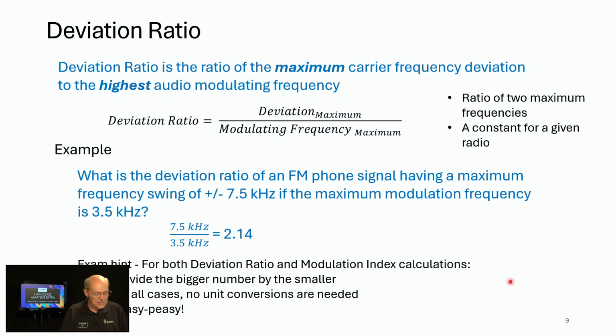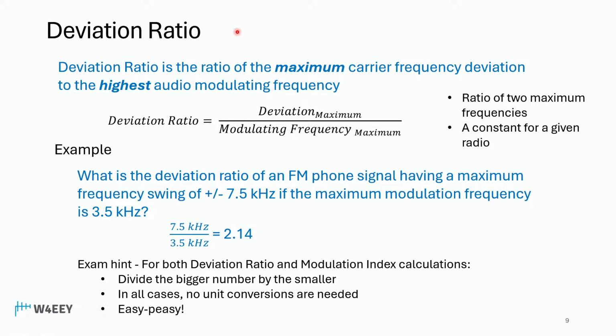So repeating the hint, we're talking about deviation ratio right now, but for both deviation ratio and modulation index calculations, they will both work by dividing the bigger number by the smaller, and no unit conversions will be needed. And I said easy peasy.